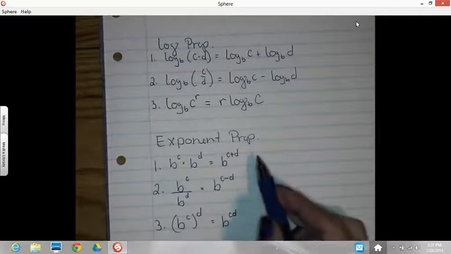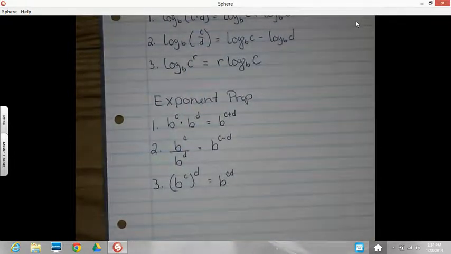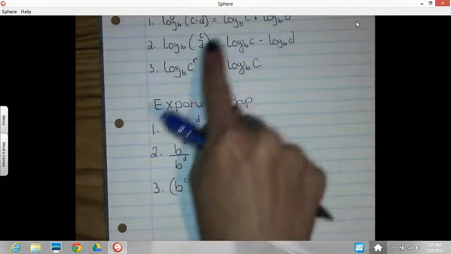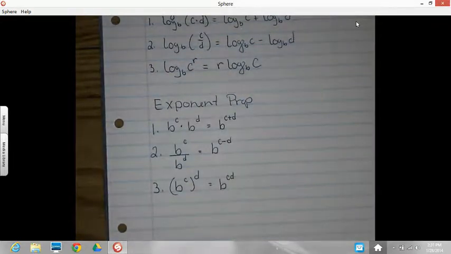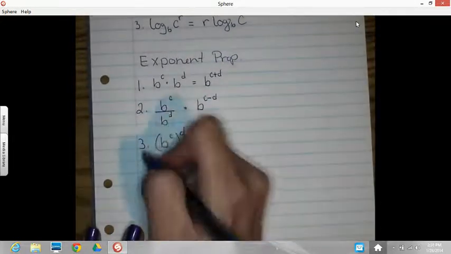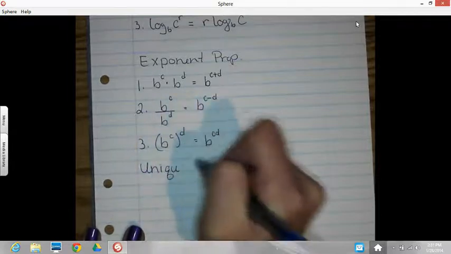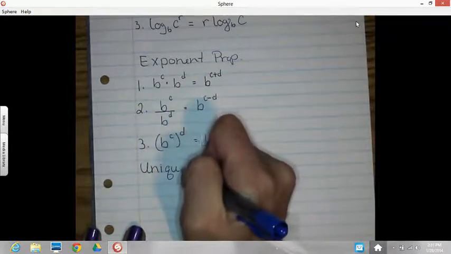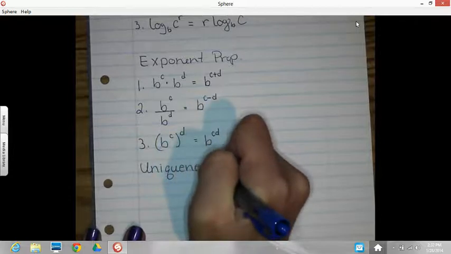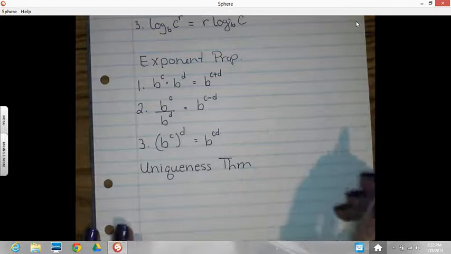These exponent rules are going to be used in the proofs that we're going to do today. So we are doing 3 proofs. We're going to prove each one of these properties for the natural log function. And what we're going to use to prove them is called the uniqueness theorem. You may have to give this back to me at some point. Hint, hint.